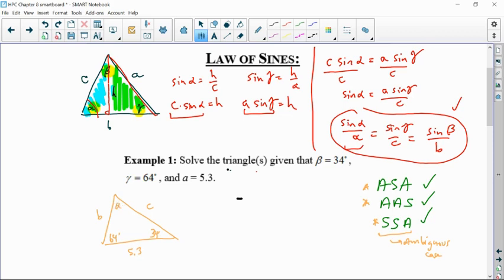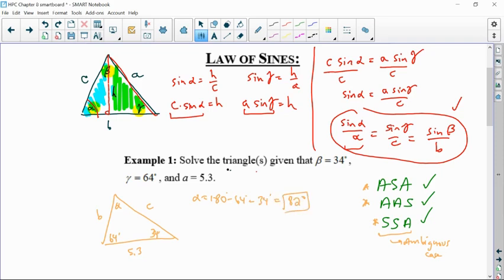Okay, so I'm given three pieces, and it says solve. I need to find the other three. Well, the easiest is going to be alpha, because, at least in Euclidean geometry, the triangle has to add up to 180. So I could do 180 minus 64 minus 34 to get my missing angle of alpha. So alpha would equal 180 minus 64 minus 34. So I know that alpha is equal to 82 degrees.